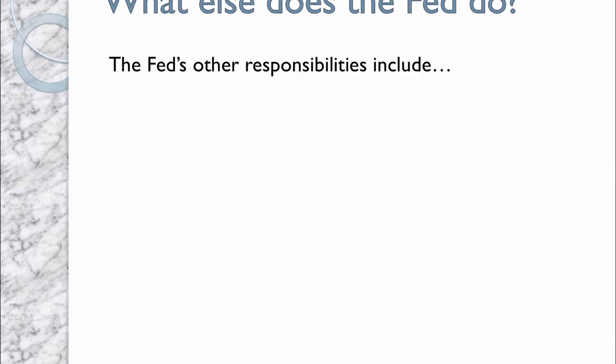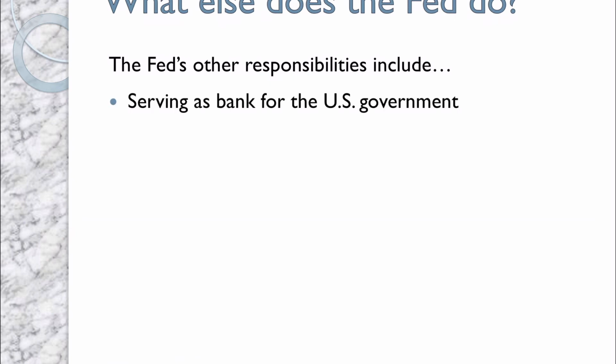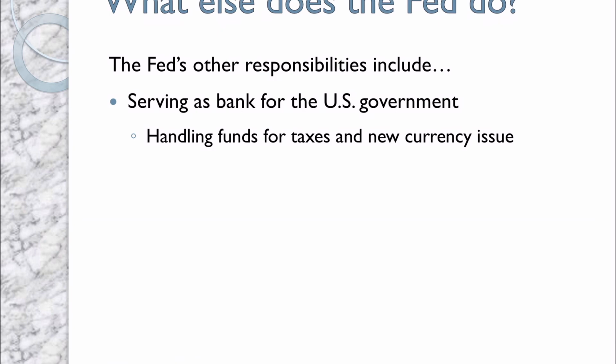Continuing on, what else does the Fed do? The Fed's other responsibilities include serving as a bank for the U.S. government. So they handle funds for taxes and new currency issue. You might have seen federal taxes withheld on your W-2. This first goes through the Fed before it goes elsewhere, and they also deal with new currency issue and also the collection of worn currency.